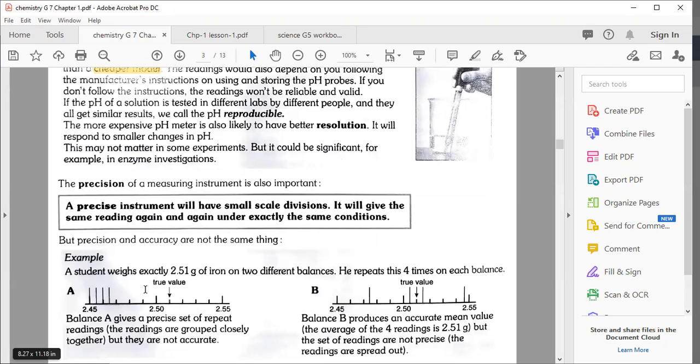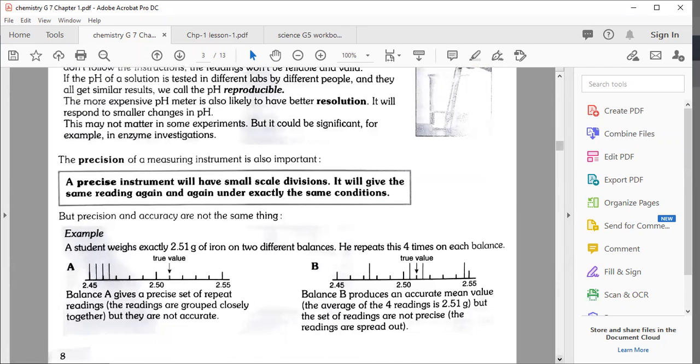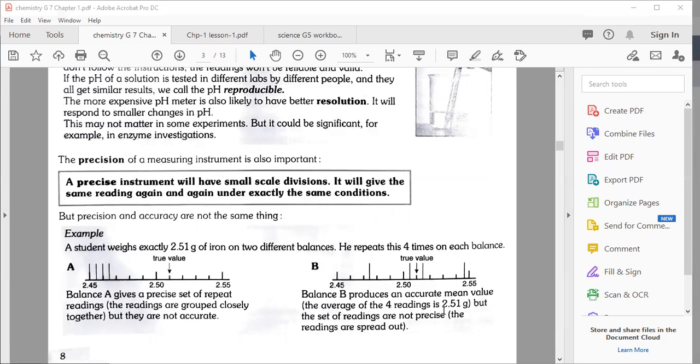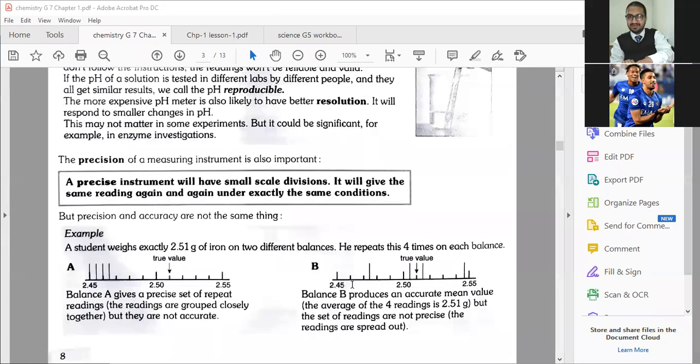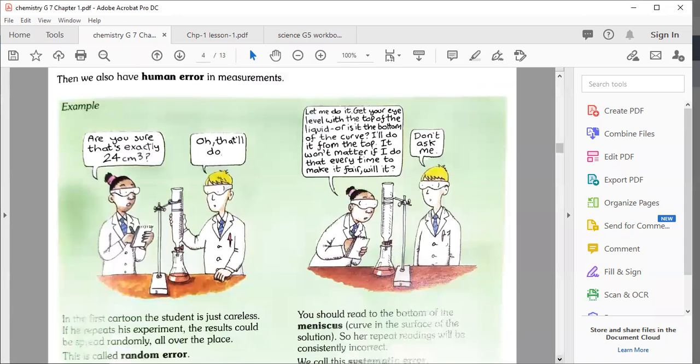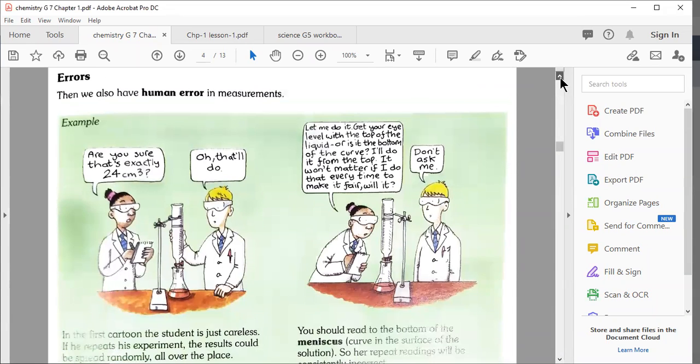Near, but not accurate. But when you see here, balance B produces an accurate value, the average of 4 readings is 2.51. Here you get the average, the mean, to say you add all of them, then divide by the total number, but the set of readings are not precise. These readings are spread out. Okay. Now after this, we can learn about error.